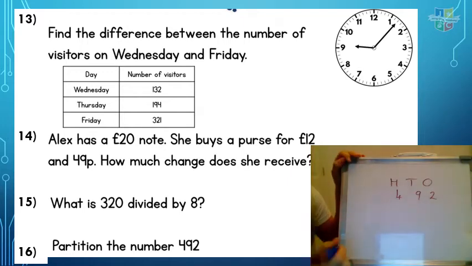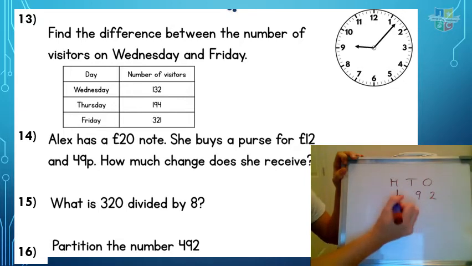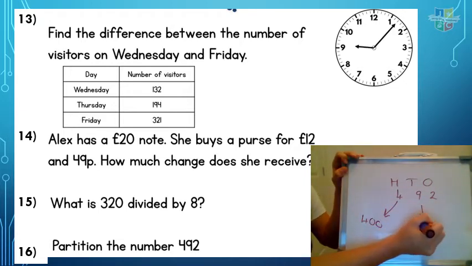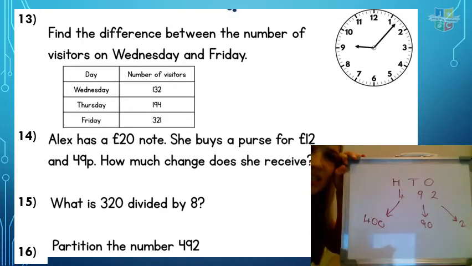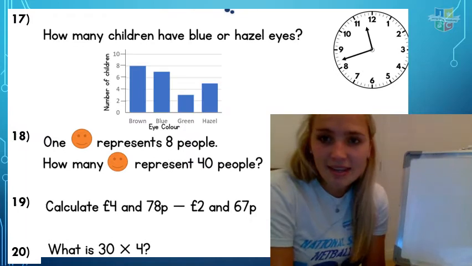Then we're partitioning 492. If you put your column method, we could have said that there will be 400, there will be 90, and there will be 2. So that would be what we could have partitioned it as. I'd now like you to have a go at doing this.